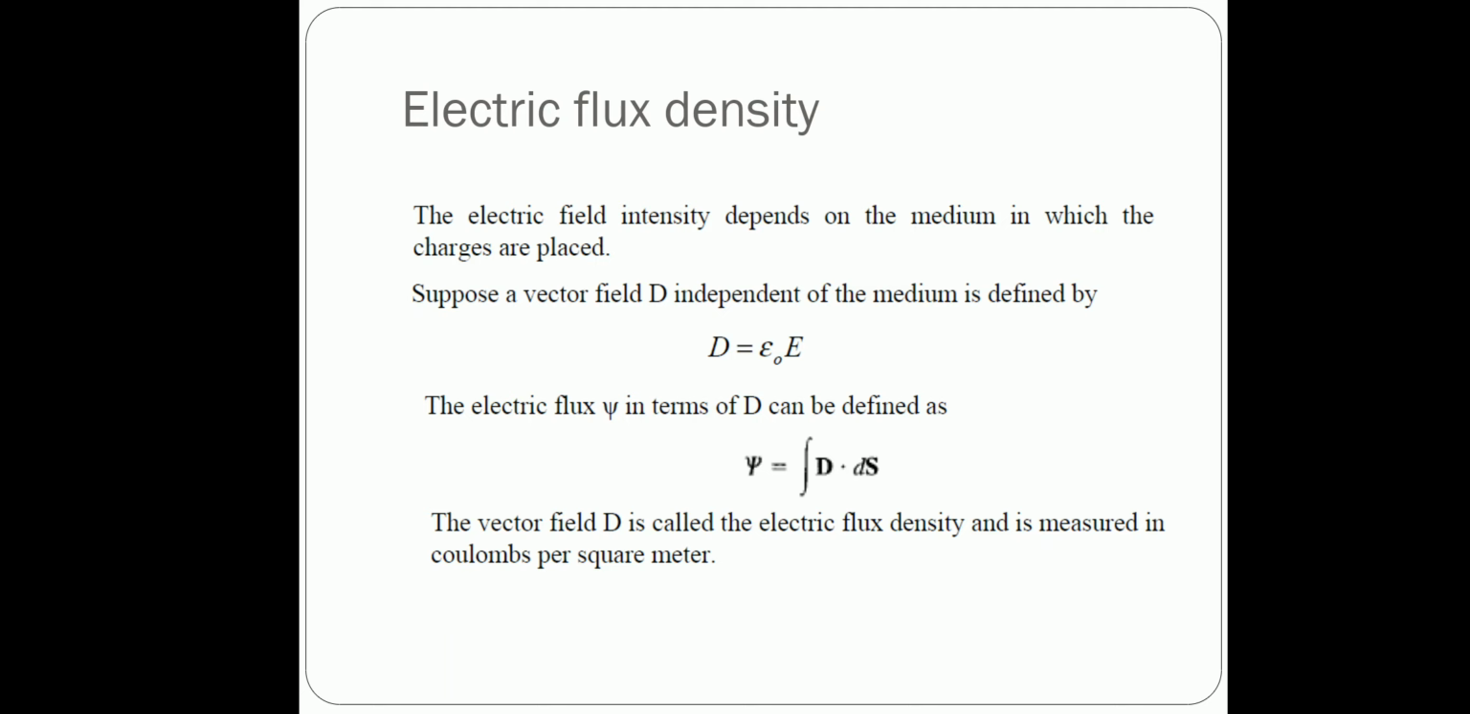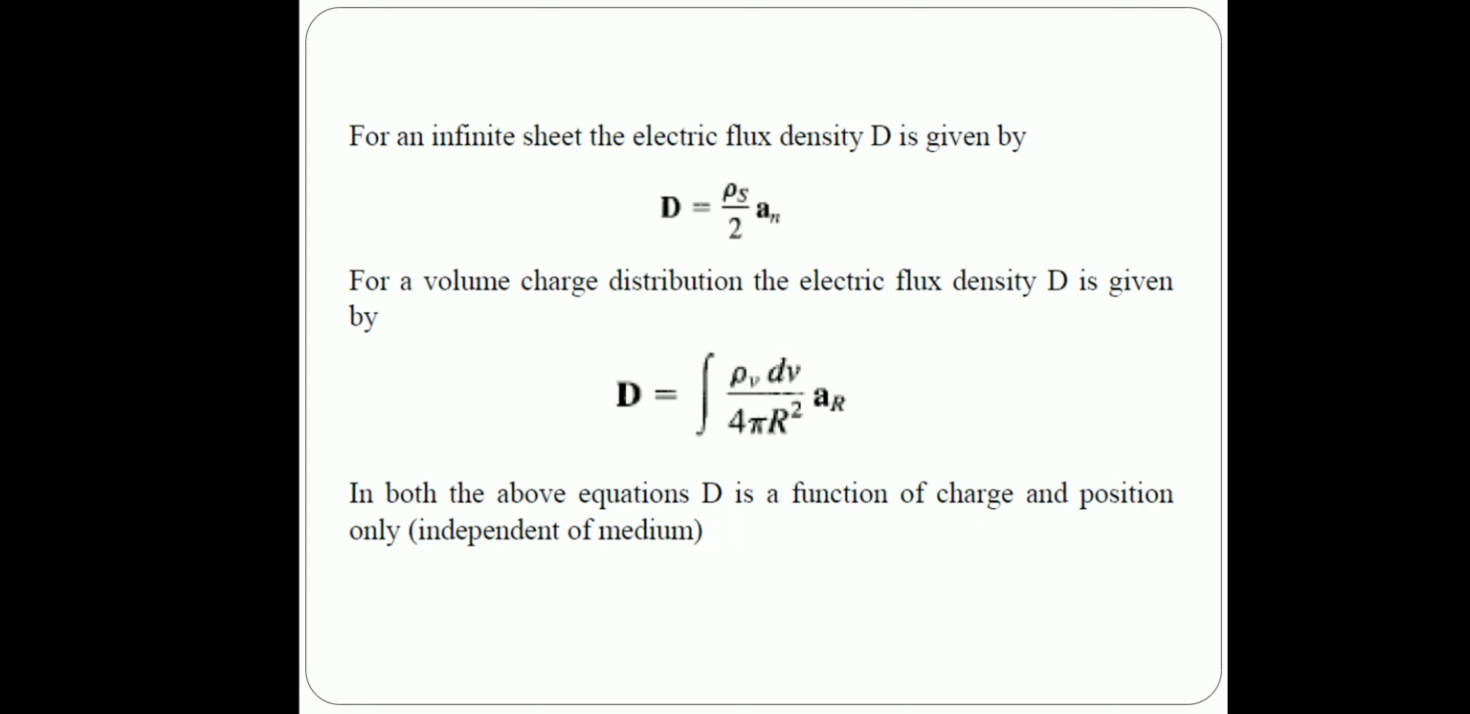The vector field D is called the electric flux density and is measured in coulombs per square meter. So the unit of D is coulombs per square meter. Next, for an infinite sheet, the electric flux density D is given by D equal to rho s by 2 an, where an is the unit vector. This derivation we will see later.